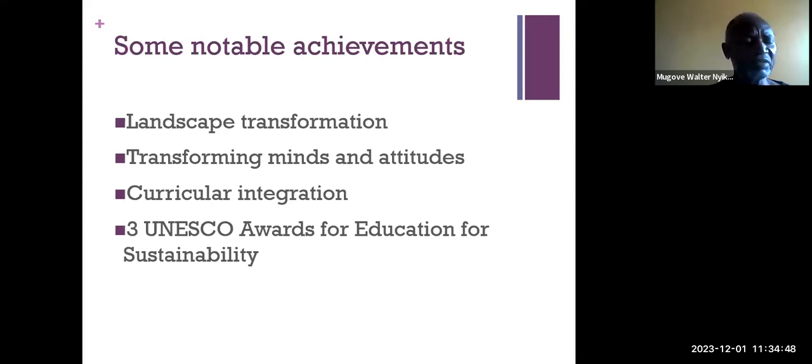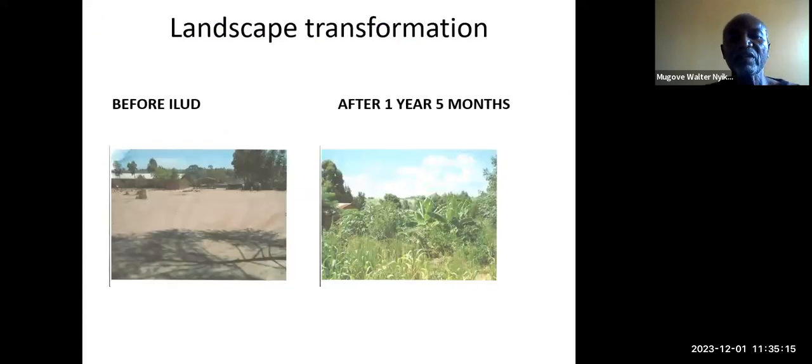of ILUD. And I need to point out that UNESCO is now very interested in ILUD because they've been promoting education for sustainability, but they didn't have the right tools to promote this. So now they are developing an interest in ILUD. So that's a very significant development for us.